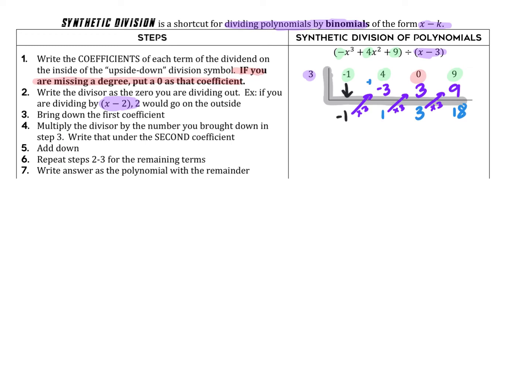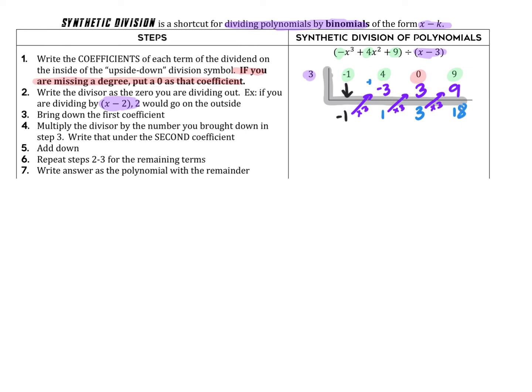So again, each of these numbers came from the coefficients. This number is the opposite of what we were dividing by, because that's what the 0 is that we're dividing out. We brought our first number down. We multiply our 3 by our number here, and then we add up and down. Multiply by our number out there, 3, add up and down, multiply by 3, add up and down.